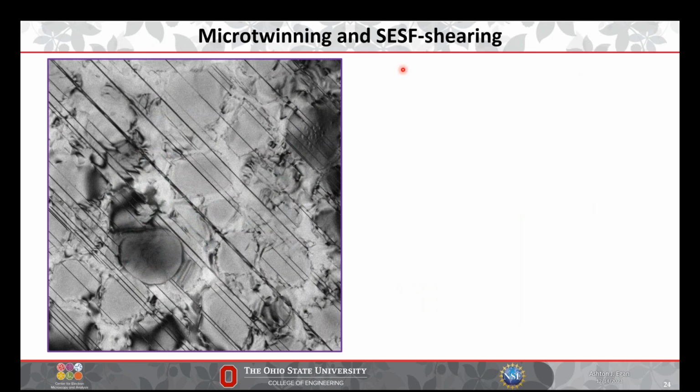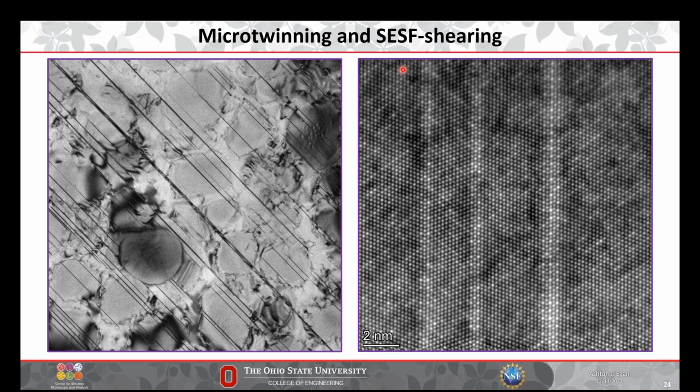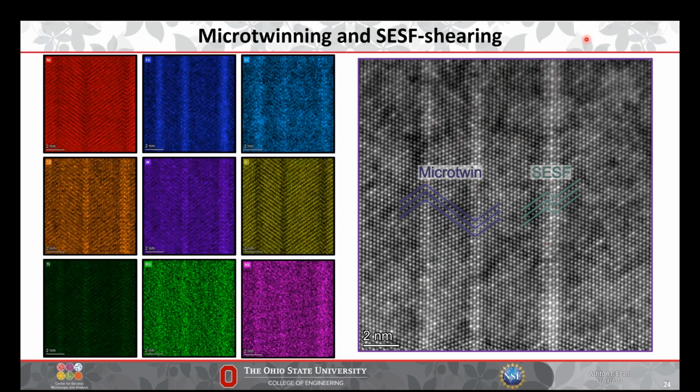Okay, so back to these microtwins that we had looked at earlier. So here they are. And this is basically what these look like in the wild. So here's a microtwin on the left and then an SESF on the right. So basically the thing you see on the right evolves into the thing you see on the left. And you can see there's some bright trace along the interface of the microtwin, and the SESF is also kind of bright. And the reason is the segregation characteristics.